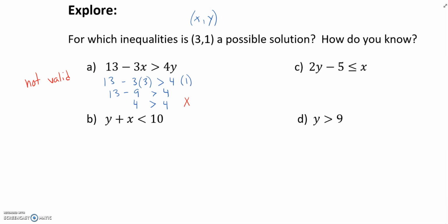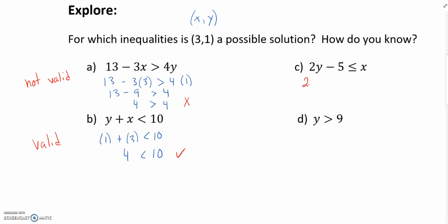Let's try B. Y is 1. X is 3. 1 plus 3 gives me 4. Is 4 less than 10? Sorry, that looks like a 16 there. 4 is less than 10, so 3, 1 is a solution. Valid solution. Now at this point you might want to just pause the video, try C and D on your own, and then check with us.